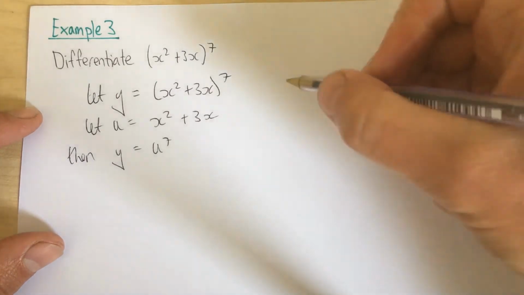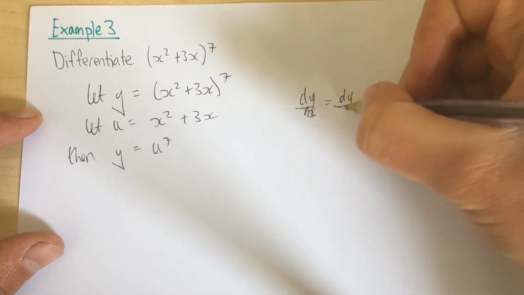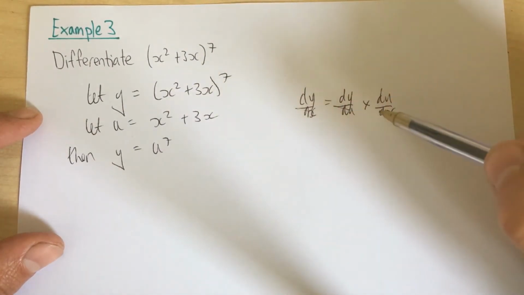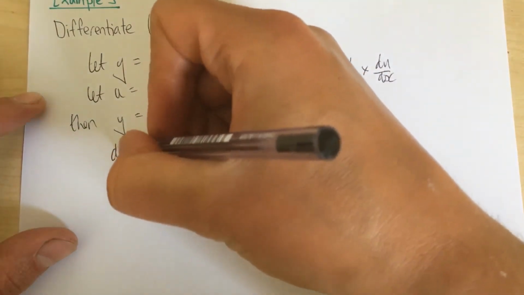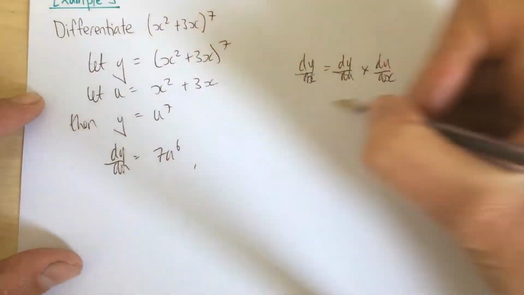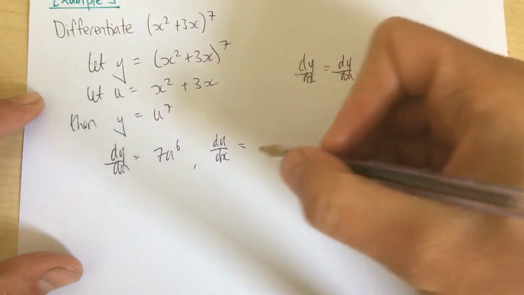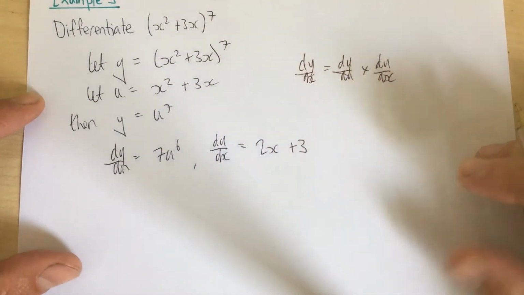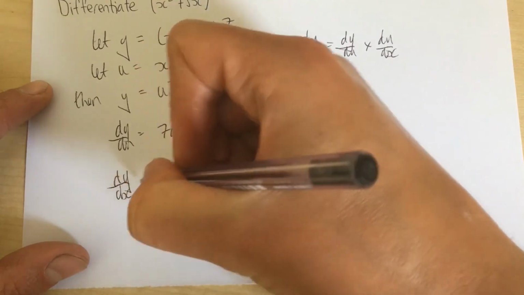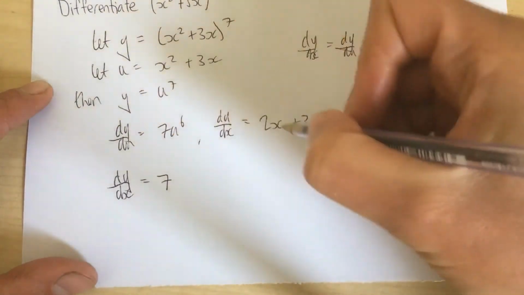And remember, the chain rule is dy by dx, or the derivative, is equal to the product of dy by du and du by dx. So let's work out these two terms here. Dy by du is the derivative of this here, so we get 7u to the 6, and du by dx is equal to the derivative of this here, so that's 2x plus 3. And now I can write my expression for the derivative dy by dx. Dy by dx equals the product of these two, so I've got 7 lots of these two multiplied together.